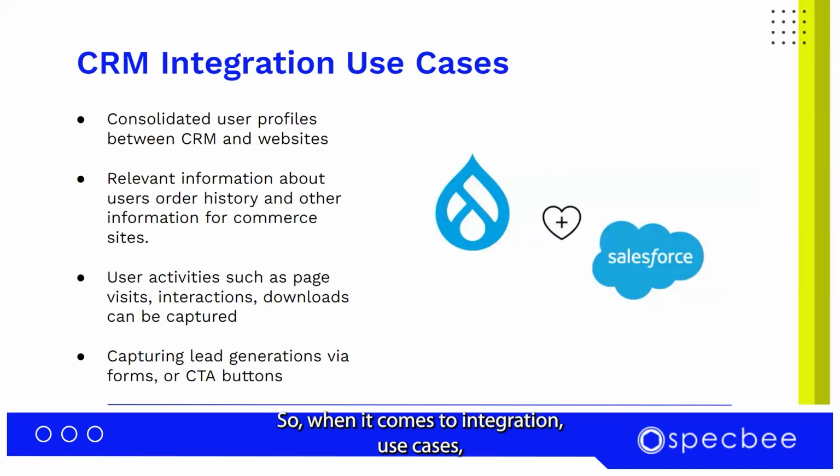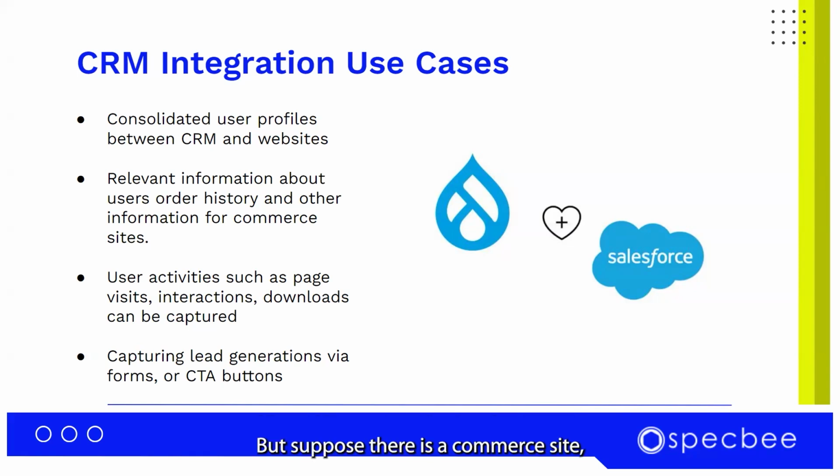So when it comes to integration use cases, why do we need integrations? First of all, for having the data and removing data discrepancy issues. Once the user profiles are present on the CRM, we can sync them back to the website and there won't be any data discrepancy. The CRM also tracks a lot of users and a lot of behavioral activities of the users are present in it.